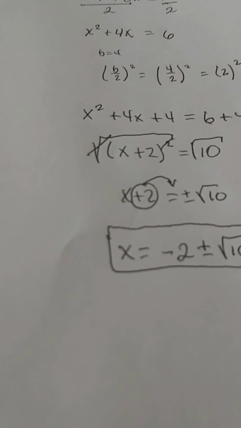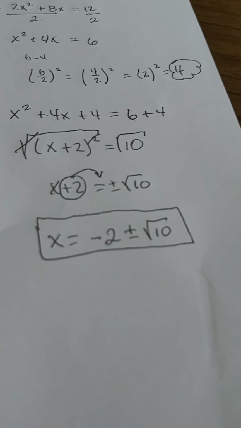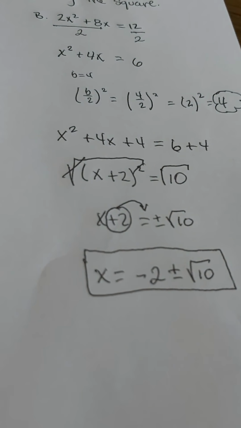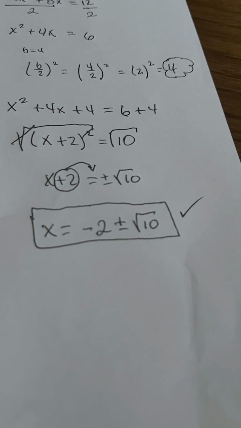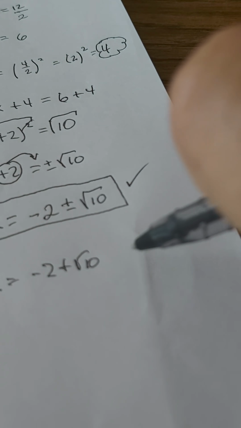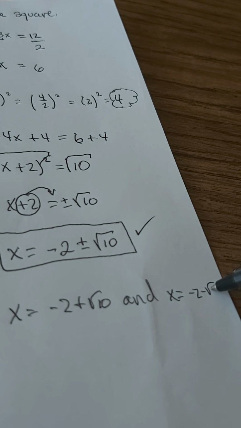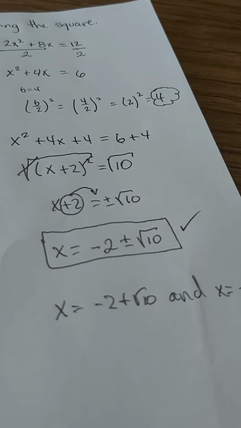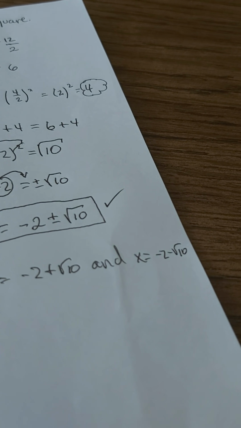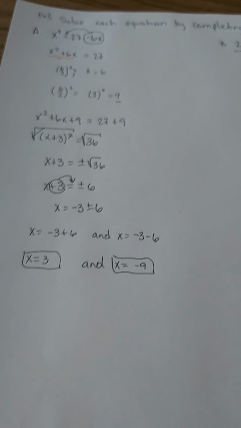If you want, you can use calculators, but your answer will be estimated. So we're going to try and leave the answers in this form, because these are the exact solutions. And don't forget that this also means x equals negative 2 plus square root of 10, and x equals negative 2 minus square root of 10. So we have two solutions. We are always going to have two solutions. So there you go, example 3.